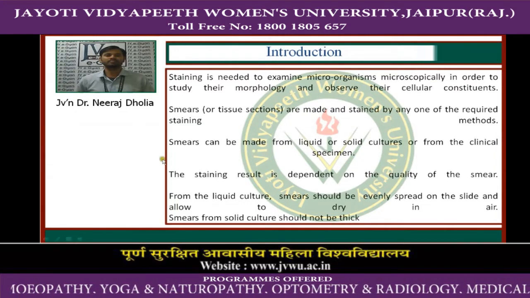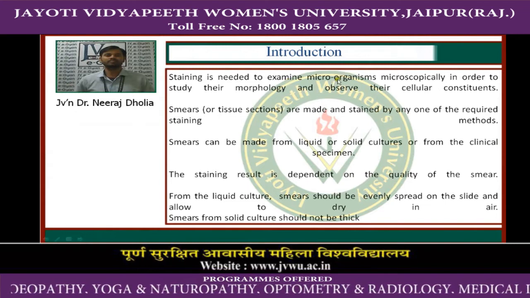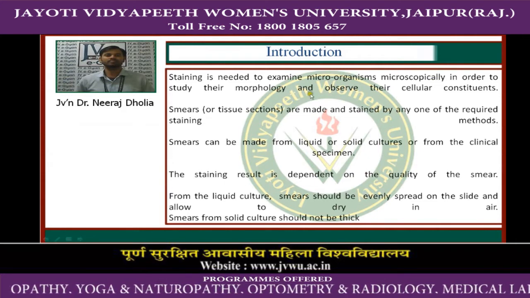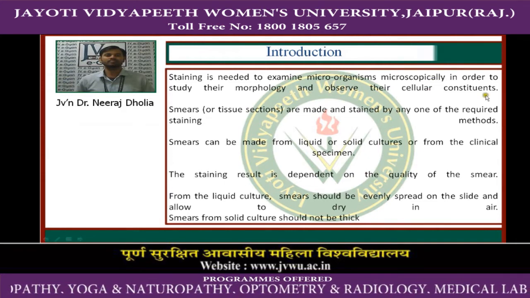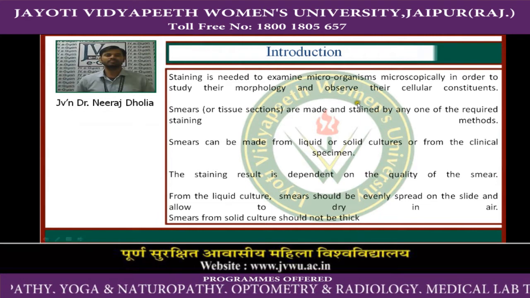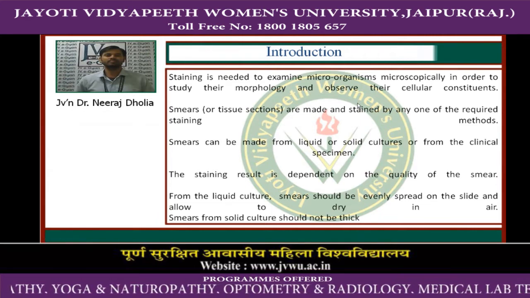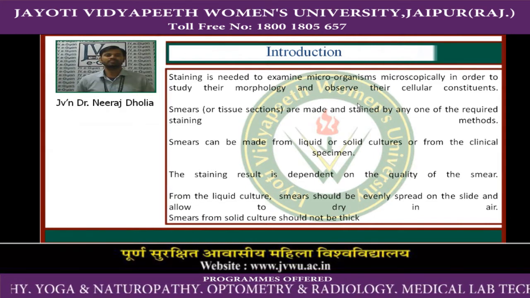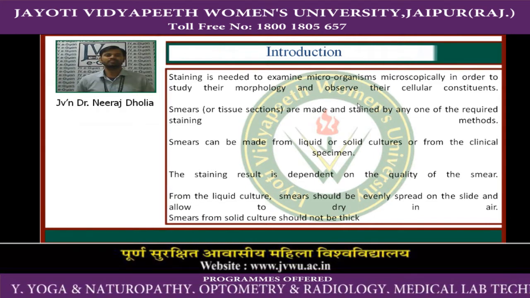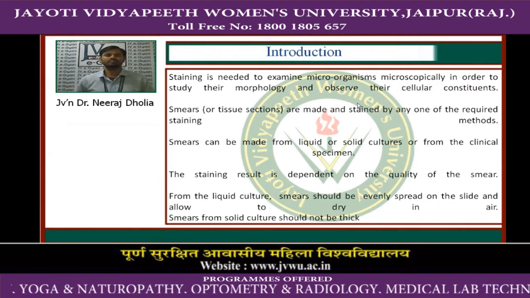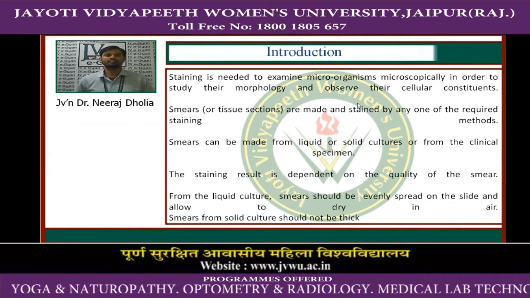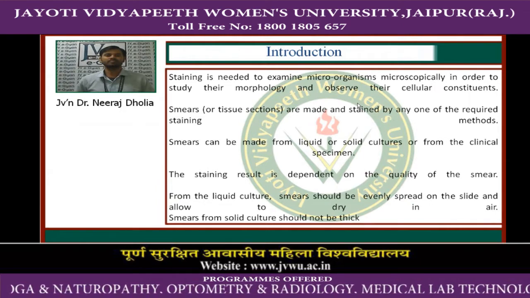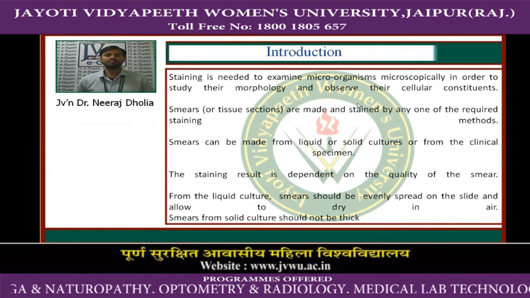Staining is needed to examine microorganisms microscopically in order to study their morphology and observe their cellular constituents. You can observe their morphology and also the intracellular organelles. So the smear preparation or the tissue sectioning is made and stained by any one of the required staining methods. There are various staining methods. We will observe them in the next slides.